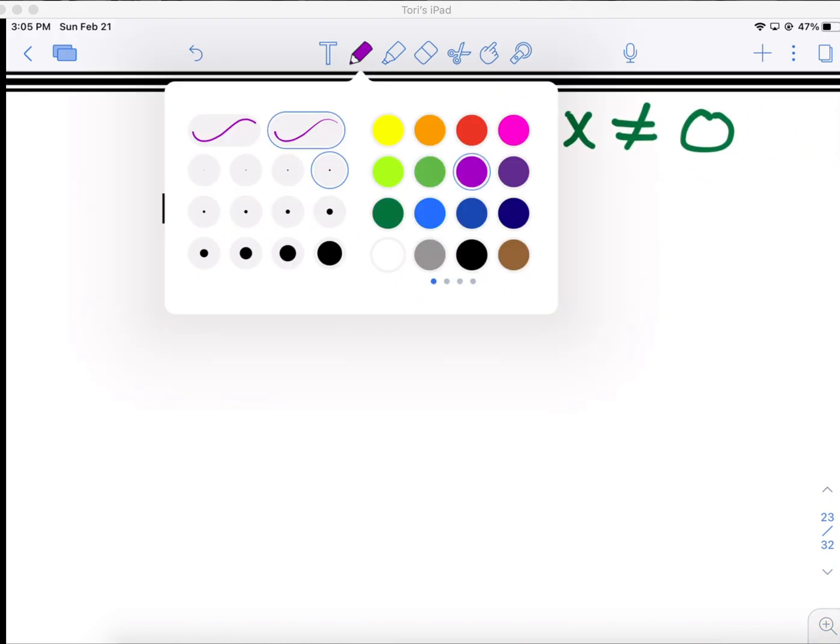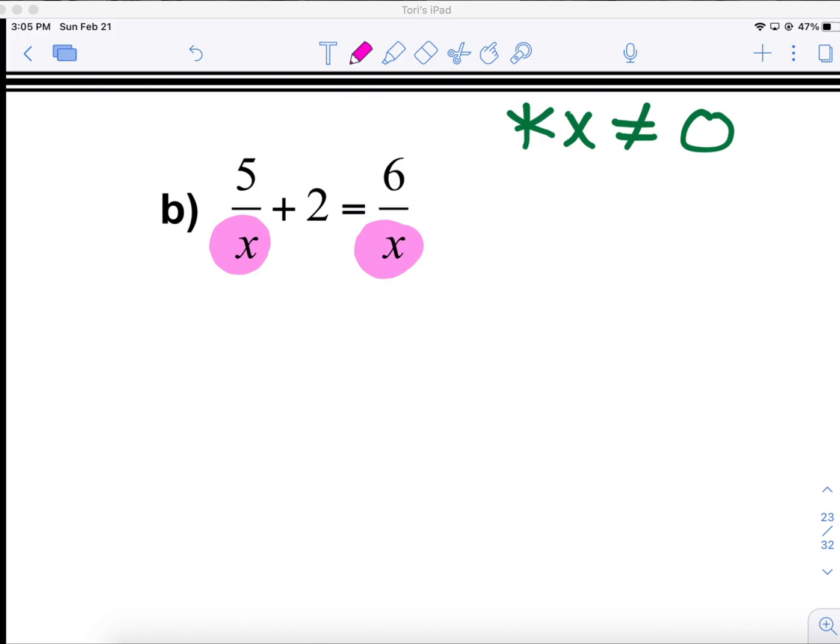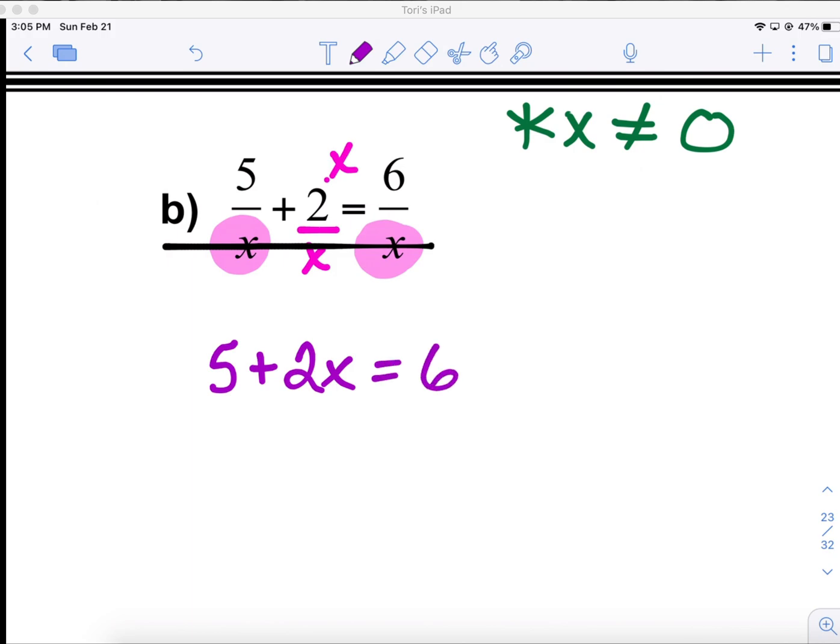I see that I have a denominator of x. Anybody who doesn't have that denominator, I need to put that. So we would do over x here and a multiply by x on the top. Now everybody has the same denominator, so I can strike through the fraction and I write what I have left. So I have a 5 plus the 2 and the x are going to multiply together and equal 6.